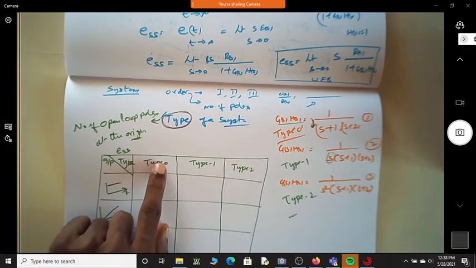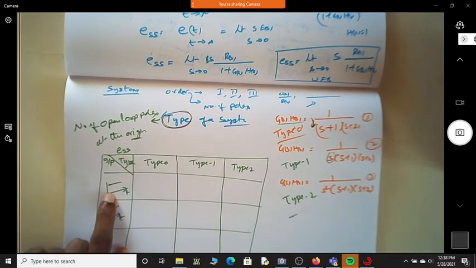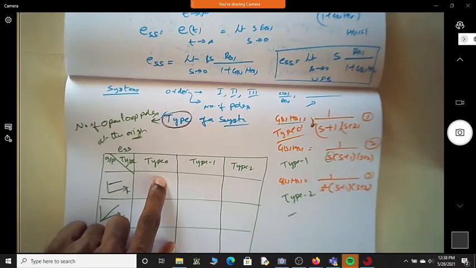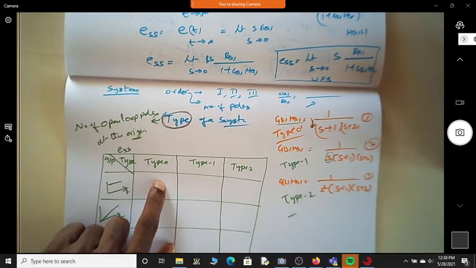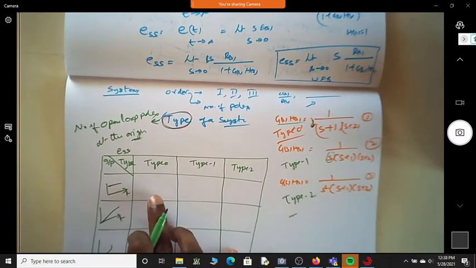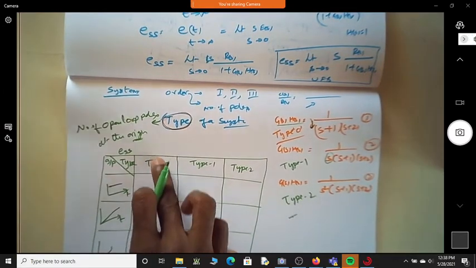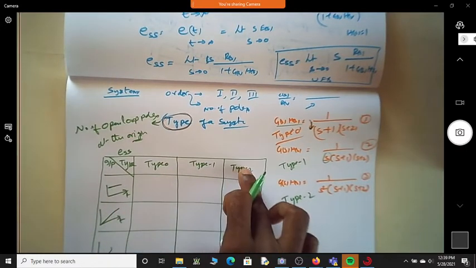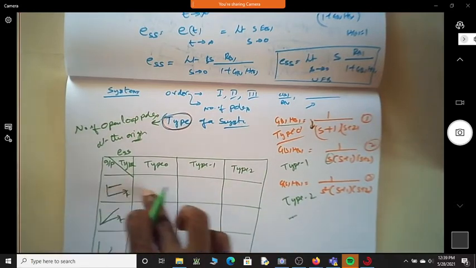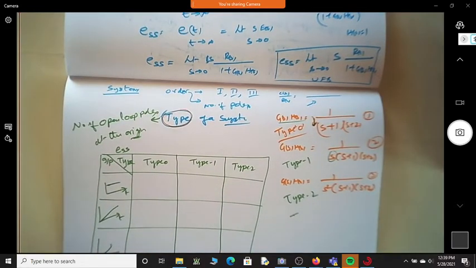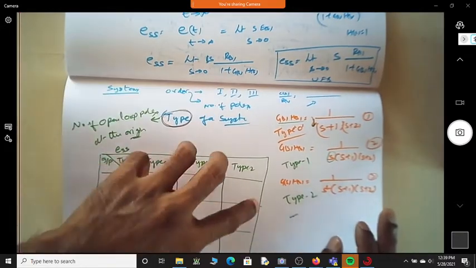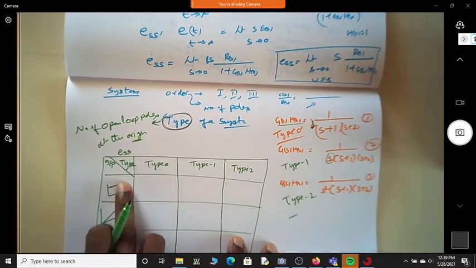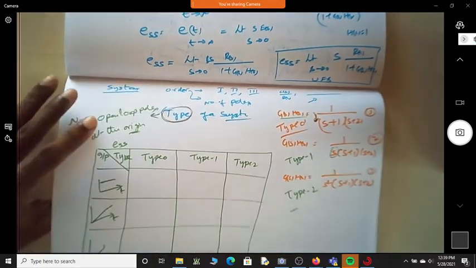That is, if you have a type 0 system, if you apply something like this, what is the error? Is the error 0? Is the error finite? Is the error infinite? Yes, sir. We need to know what is the steady state error for this type of input, this type and this type of input, type number 2 for these types of input. What is the error? Yes, sir. So now this is a standard type of system, standard inputs. We are predicting what is the error.